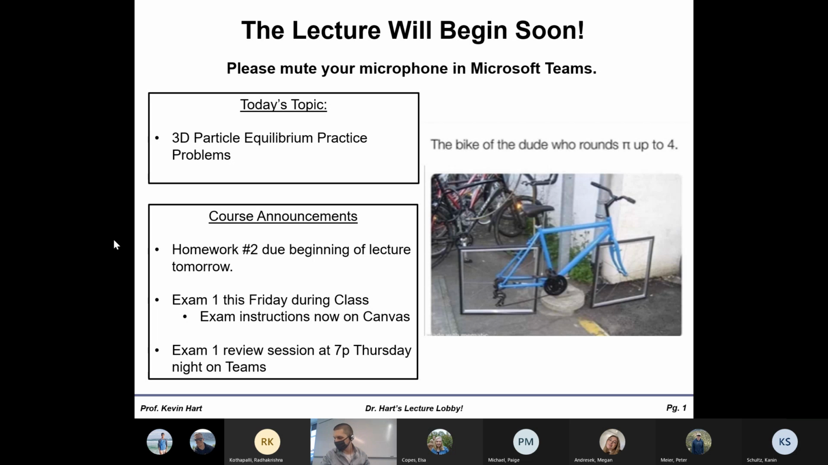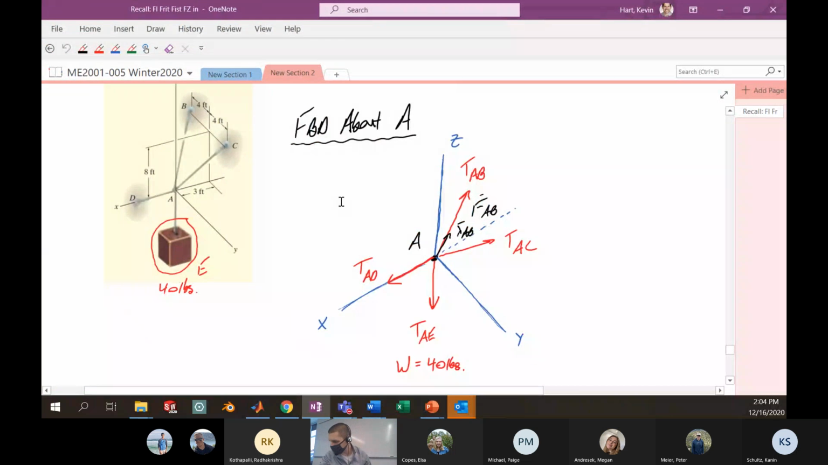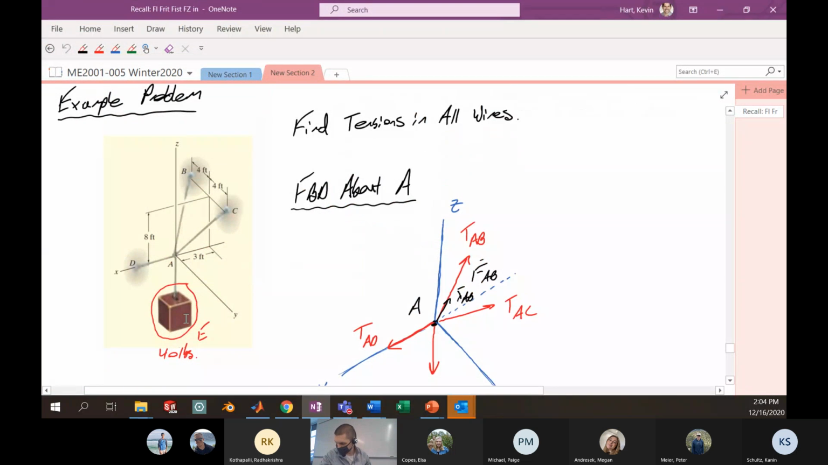Okay, then without further ado, let us pick up where we left off. I'll just remind you where we were last time. We were doing this example problem yesterday. We were looking at this crate suspended by 3 ropes, AD, AB, and AC, suspending this particular crate or block here.